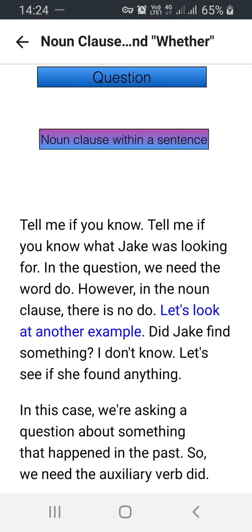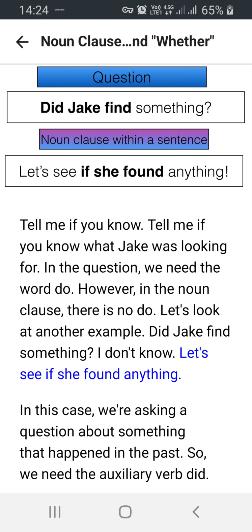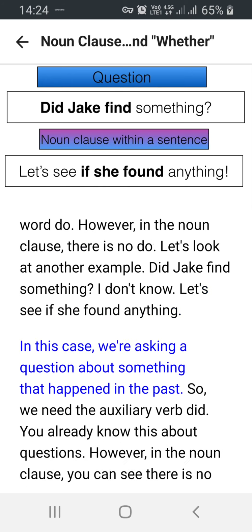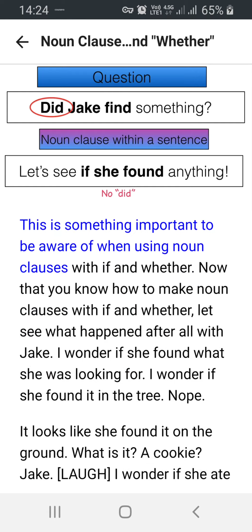Let's look at another example. Did Jake find something? I don't know. Let's see if she found anything. In this case, we're asking a question about something that happened in the past. So we need the auxiliary verb did. You already know this about questions. However, in the noun clause, you can see there is no auxiliary verb. This is something important to be aware of when using noun clauses with if and whether.